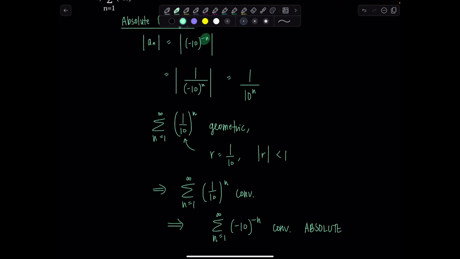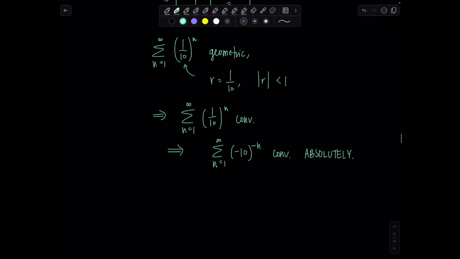And absolute convergence is the strongest type of convergence. It's stronger than conditional convergence. So I don't need to do AST. I'm actually done with the problem now. Isn't that beautiful? Look at us go. Okay, next one.